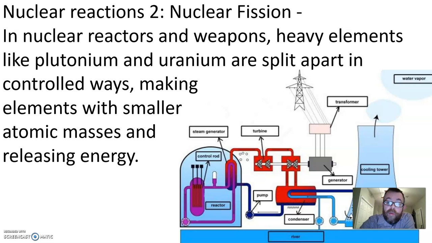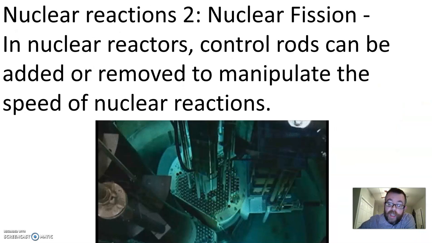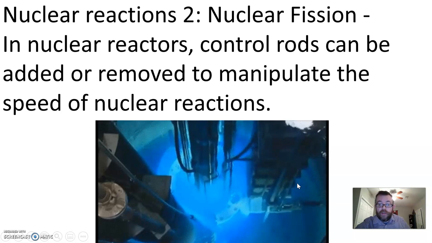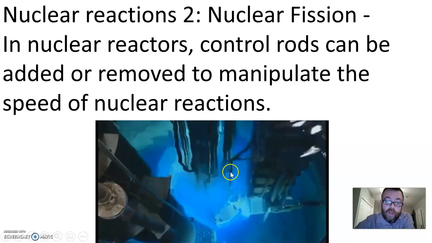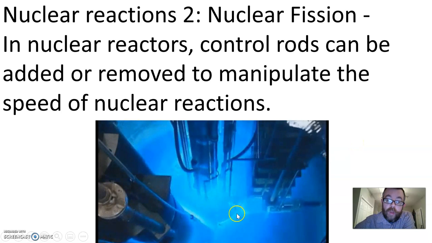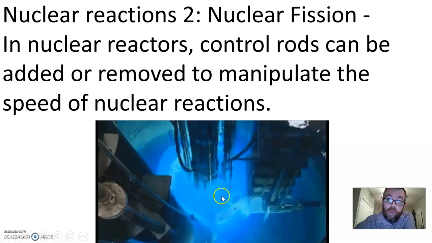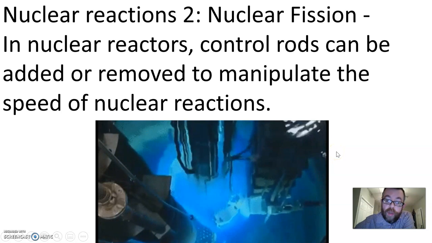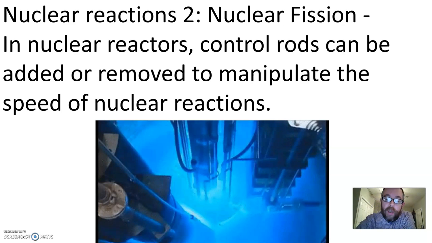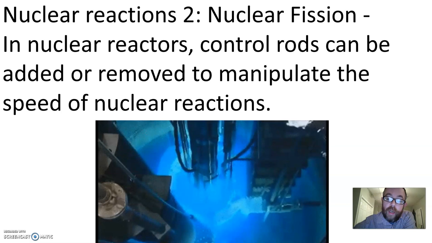This happens both in nuclear reactors and nuclear weapons, where heavier elements like plutonium and uranium are split apart in controlled ways, making elements with smaller atomic masses and releasing energy. This here is what it looks like when some nuclear reactors start up. You get this really cool blue glow in the nuclear reactor. Those things that you're seeing down there are control rods, which absorb some of the neutrons that are flying around to prevent it from becoming a nuclear explosion, and instead just creating nuclear energy.